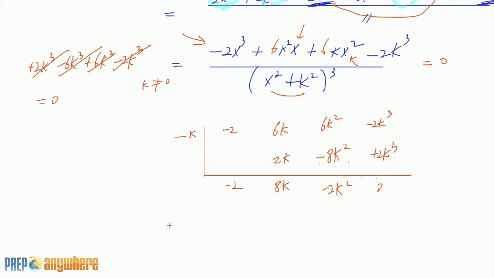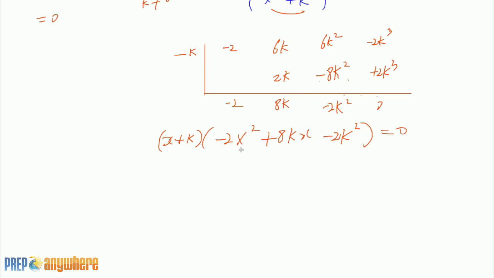So that means this thing at the top would factor like this: x plus k by factor theorem, times minus 2x squared plus 8kx minus 2k squared. Okay, so let's factor out minus 2, and you get x squared minus 4kx plus k squared.